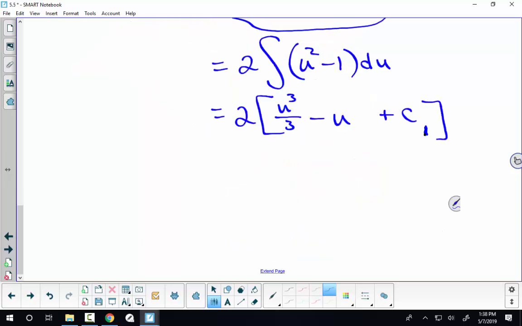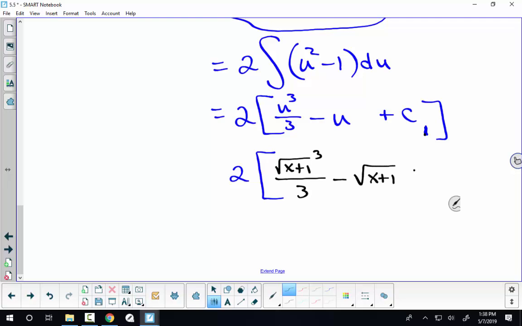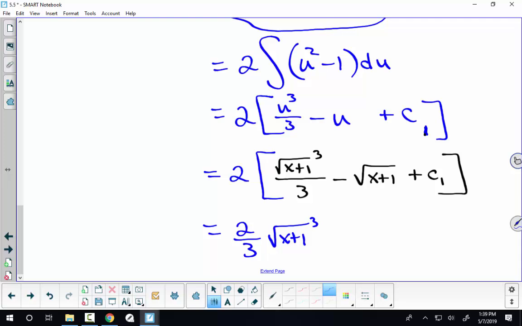And then resubstituting, we have 2 times the quantity u cubed, which was the square root of x plus 1 cubed over 3, minus u, the square root of x plus 1, plus this constant. And then when we multiply the 2 through, just to compare it to our previous result, we have 2/3 the square root of x plus 1 cubed, minus 2 times the square root of x plus 1, and then 2 times this constant just gives us another constant.